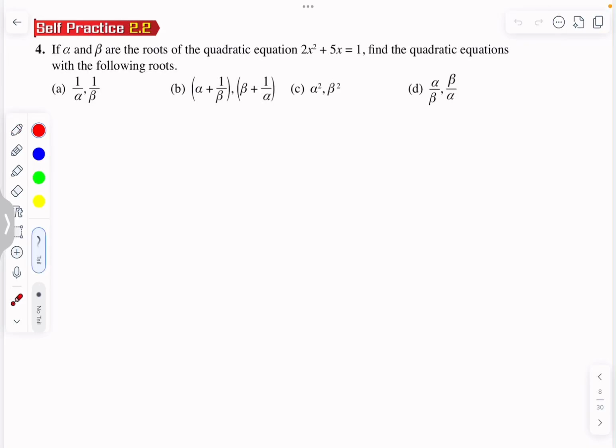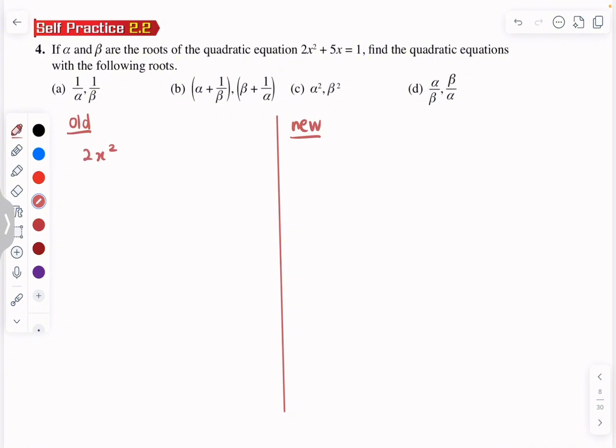Question 4. If alpha and beta are the roots of this quadratic equation, find the quadratic equation with these following roots. Okay, so let's split this into old and new. Let's look at the old equation. The old equation is 2x squared plus 5x minus 1 equals 0. Okay, I brought in the 1 here. So from here, we can find the sum of roots and the product of roots.